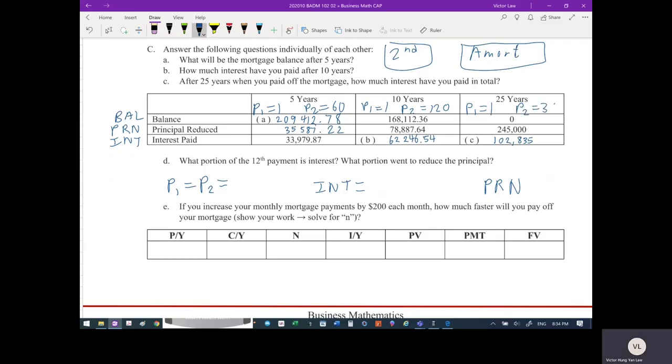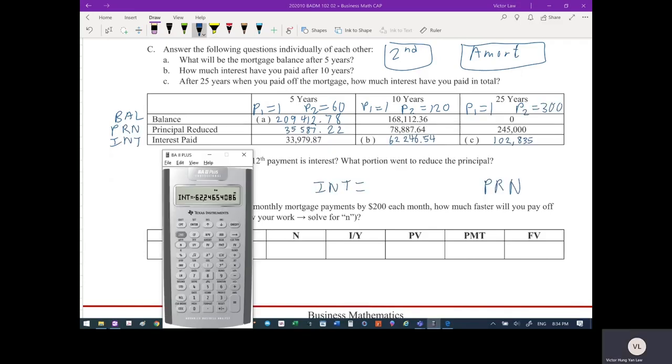Last, if you want 25 years, P1 is 1 and P2 is 300. We go back to P2 and change it to 300. Now if we go down, our balance is 0. At the end of 25 years, we pay off our mortgage. Our principal reduction is 245,000, and in total the interest we paid after 25 years is 102,835.